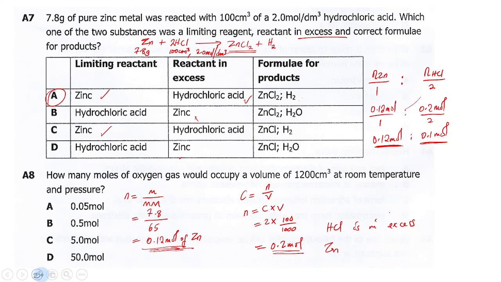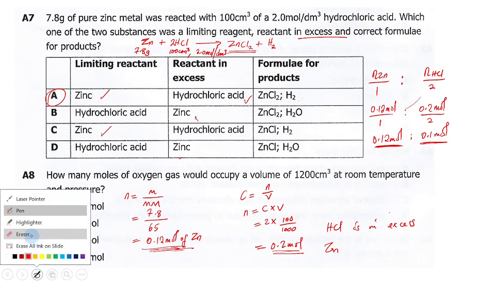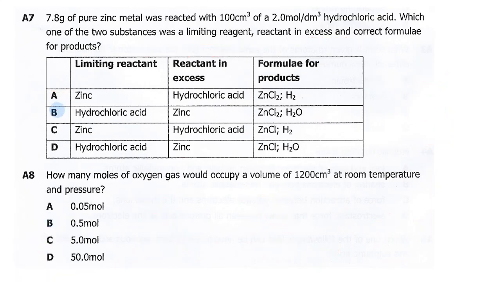Okay. So now we come to A8, which says: how many moles of oxygen gas would occupy a volume of 1,200 cubic centimeters at room temperature and pressure? Let me just clear this calculation here, guys. I have space. So here they're saying how many moles of oxygen gas would occupy a volume of 1,200 cubic centimeters at room temperature and pressure. All right, so this is a simple question. Let me show you why.